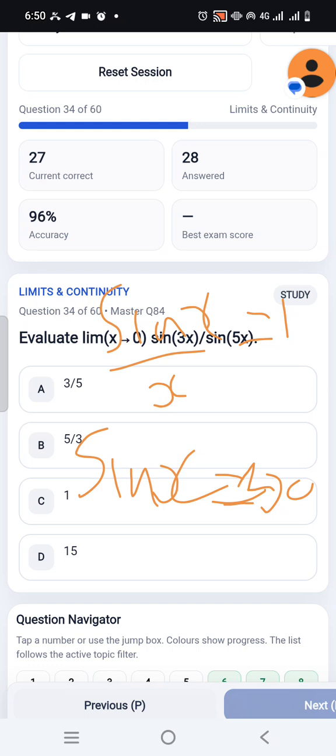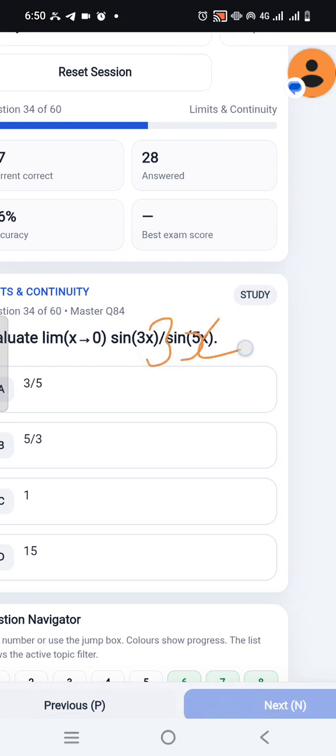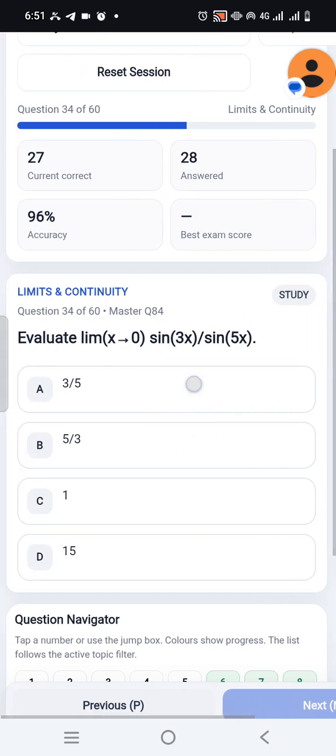So in this case, we have sin 3x. That means that it's approximately equal to 3x. And you have sin 5x is approximately equal to 5x. So 3 all over 5 is the answer.